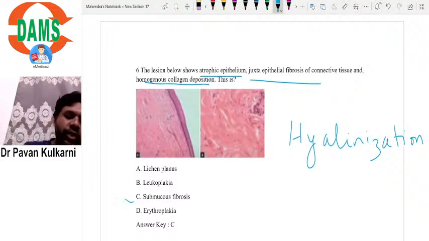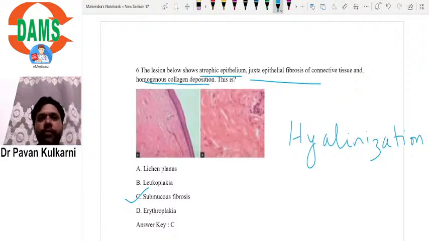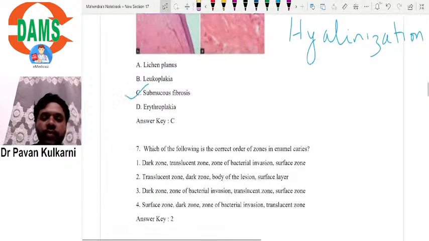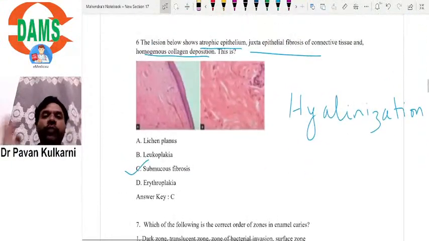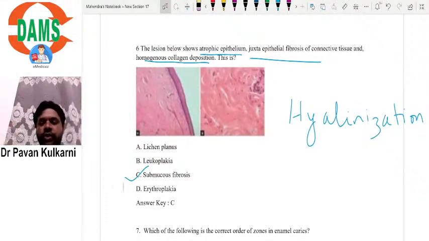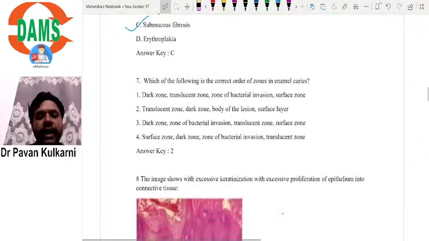So the characteristic lesion or the answer here is submucous fibrosis. In oral submucous fibrosis, which is a potentially malignant disorder, the oral epithelium will be thin and the connective tissue below the oral epithelium will have fibrosis and hyalinization. So this is the one that you have to remember, that in oral submucous fibrosis there will be hyaline. These terms are very important: atrophic epithelium, juxtaepithelial hyalinization. Okay. Now let us move on to the next question.